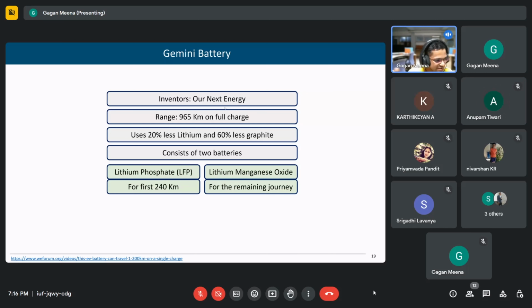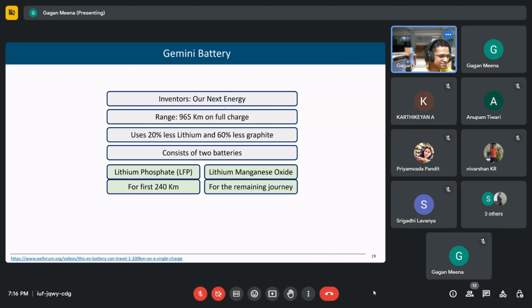We can have more than that also. Even that Hyundai Kona has a range of around 425, I think, or 450 kilometers. We have a few cars with a range of around 500 kilometers, but not more than that. So they have come up with this battery.